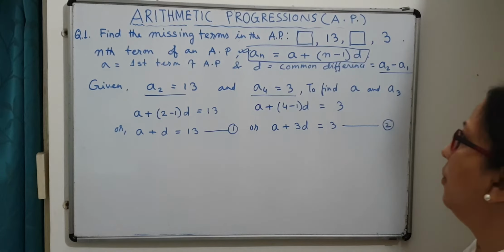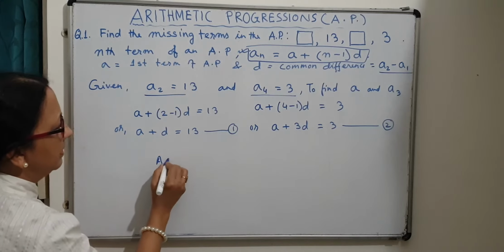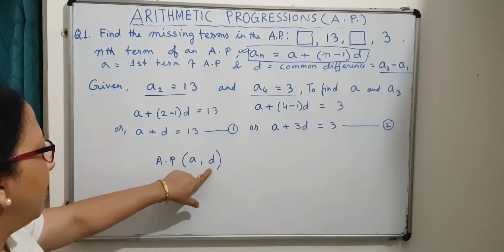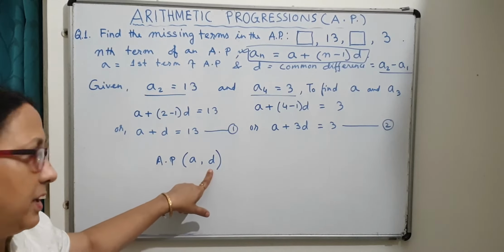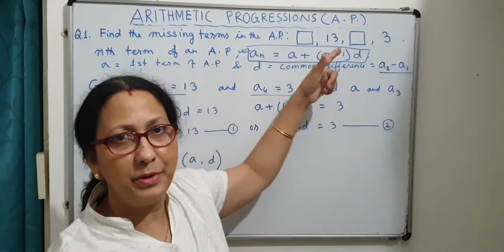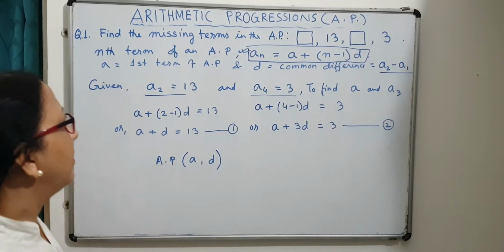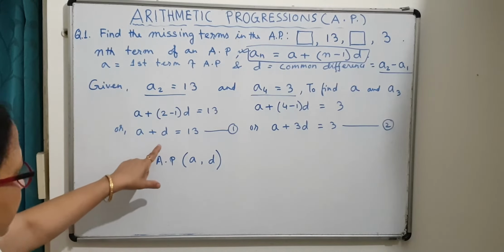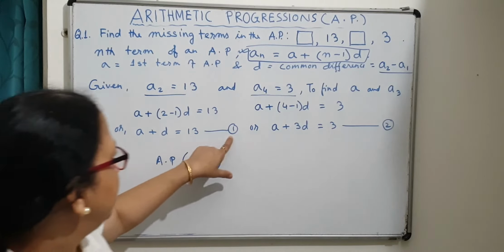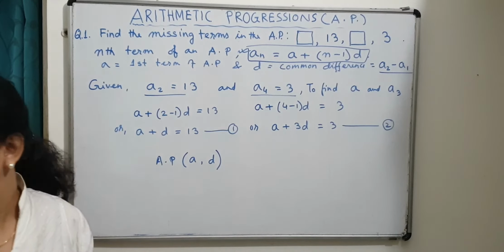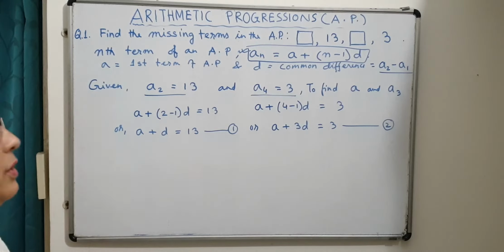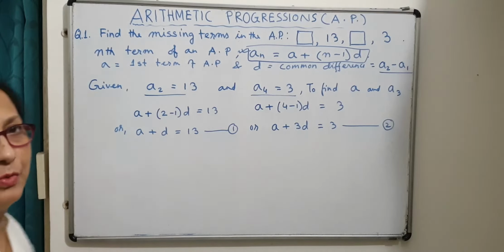We know any AP is characterized by its first term and the common difference. So if I know the first term and the common difference of an AP, we know all the terms of the AP by this formula. Because if I know a and d, putting different values of n, I will be getting all the different values for the terms. So that is the idea. I will solve for a and d from this pair of linear equations in a and d. And you know how to solve this, with very simple equations, unlike difficult questions that you have come across in the pair of linear equations chapter.